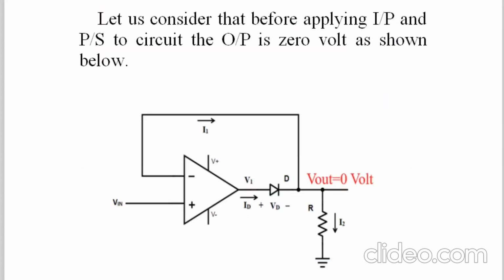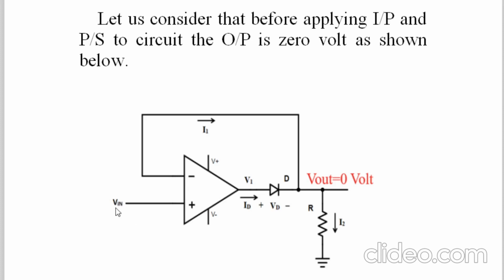So first of all, let us consider that before applying the input and power supply, P/S meaning power supply, to the circuit, the output is 0 volt as shown below. So let us consider that our super diode is this. What is a super diode? A super diode is nothing but a diode followed by the op-amp, where the cathode of the diode is connected back to the inverting terminal, and the non-inverting terminal is used to apply the input.